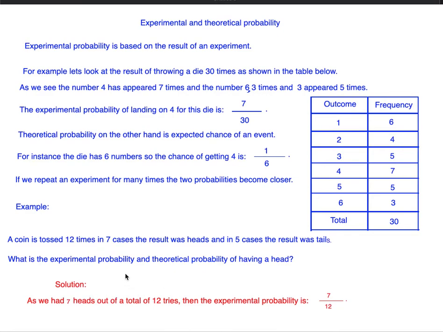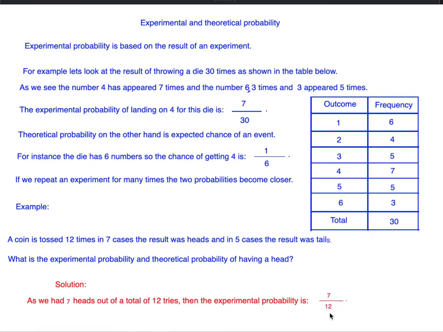For experimental probability, again, we got to look at how many times a head has happened. And here they are telling us it has happened 7 times out of a total of 12. So then the experimental probability is 7 over 12.